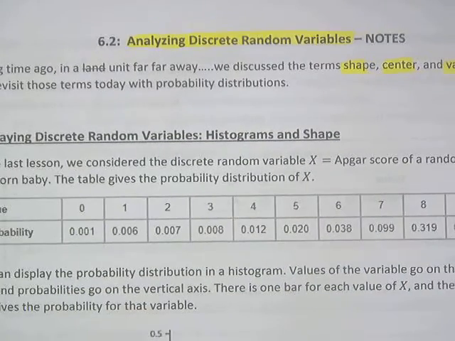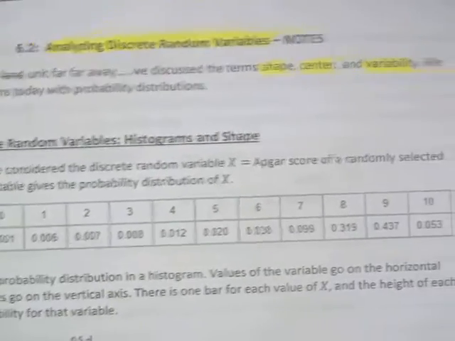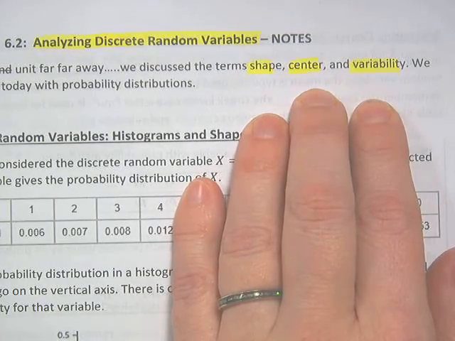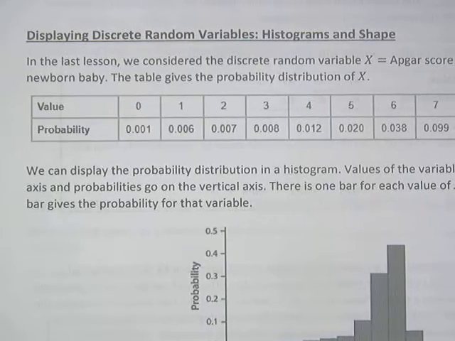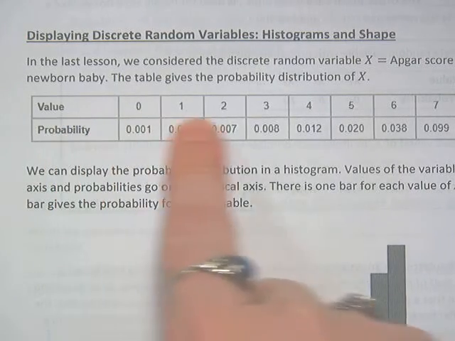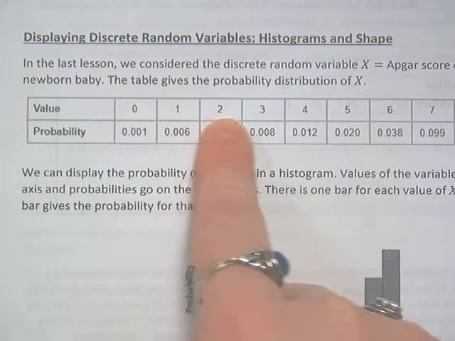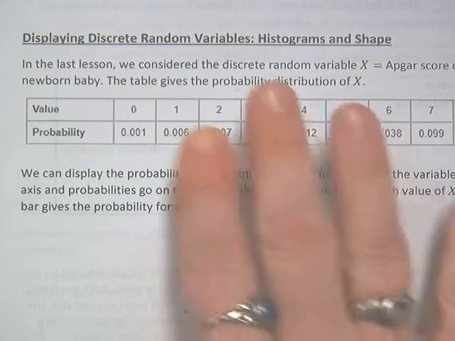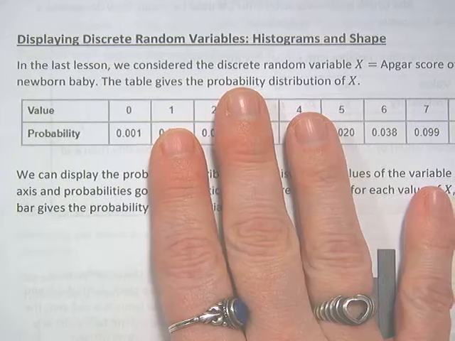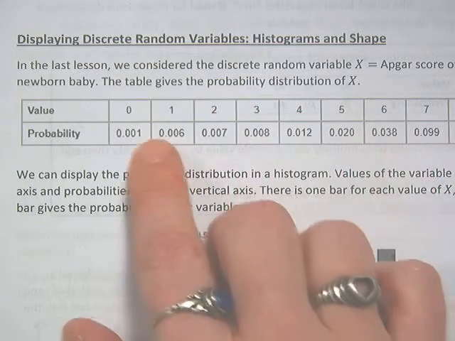Okay, so we are going to discuss shape, center, and variability today, tied into what we're learning in this chapter. In this first big section, we are going to have a probability distribution, which remember just shows all of the different values of the discrete random variable. This is that APGAR test. This is the same information from the notes last time.